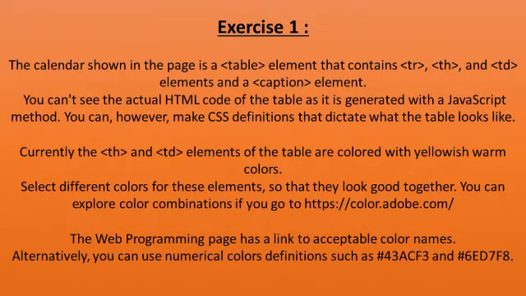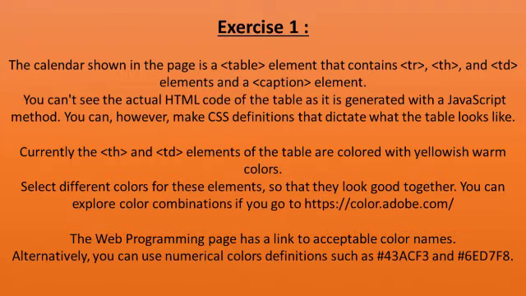Exercise 1. The calendar shown in the page is an element that contains an elements and an element. You can't see the actual HTML code of the table as it is generated with a JavaScript method. You can, however, make CSS definitions that dictate what the table looks like. Currently the elements of the table are colored with yellowish warm colors. Select different colors for these elements, so that they look good together.